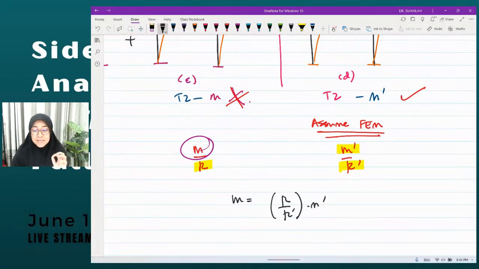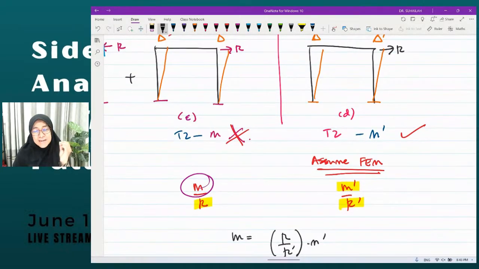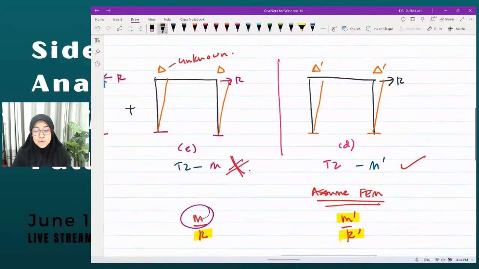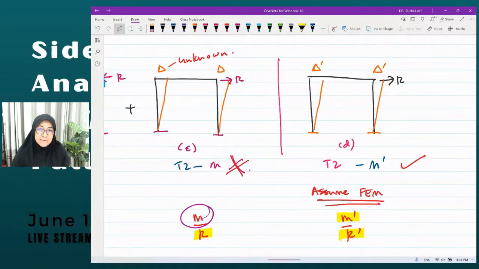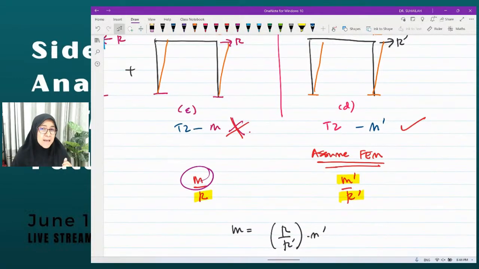That is why when we move to analysis of the SIDESWAY frame, we have to consider diagram D. It is subjected to R prime. The delta that occurs due to R prime is delta prime. For the end moment, assume FEM, and then do moment distribution in the table. At the end of the moment distribution, we get the end moment from table 2, which we name M prime.